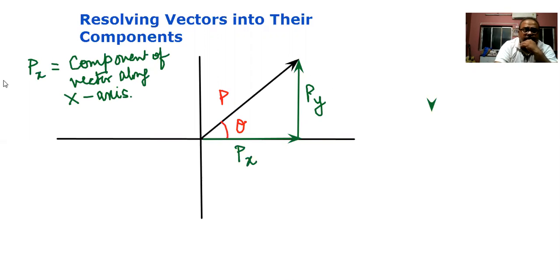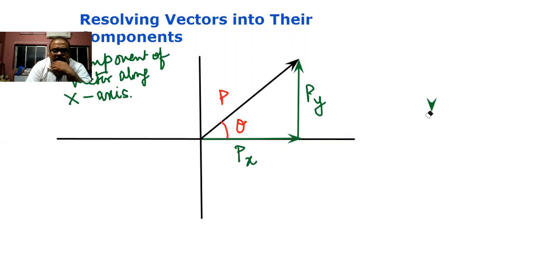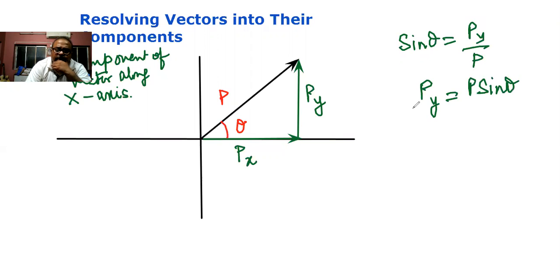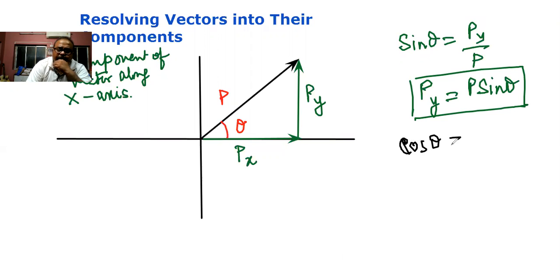So what can I say from here? I use the simple logic of trigonometry. So I can obviously say that sine theta is equals to py by p. So therefore py will be equals to p sine theta. Similarly, I can say cos theta is equals to base upon hypotenuse. So this is px upon p. Therefore px will be equals to p cos theta.